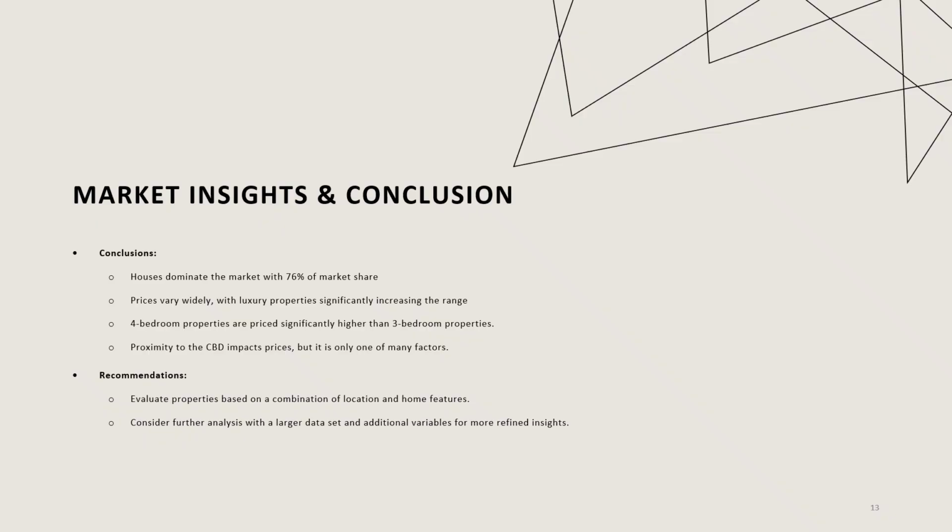To conclude, the findings show Melbourne's property market is dominated by houses, with prices varying significantly. The study indicates that while location, specifically proximity to the CBD, does influence property prices, factors like the number of bedrooms are equally important. This means that property evaluation should consider a wider range of features to provide a more complete understanding of the market.